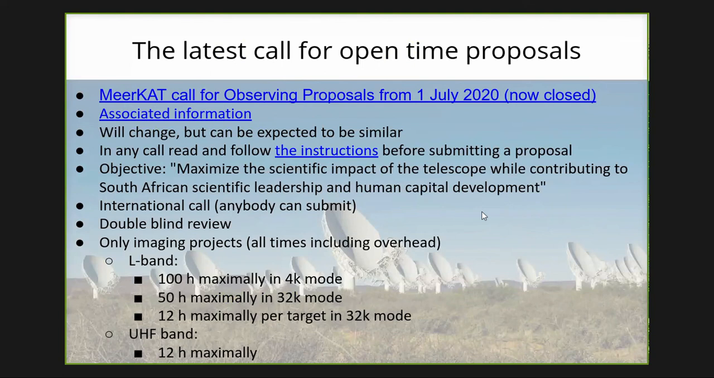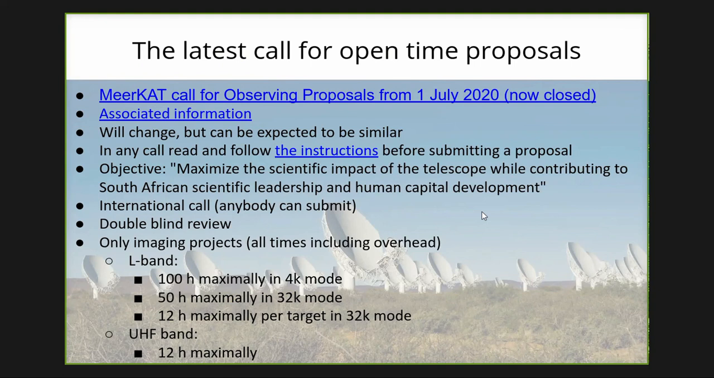So the latest call for open time proposals closed on 1 July 2020. It's now closed, so you cannot submit any other proposal anymore. And in the future, the layout will change, so what is allowed or not can be read up online. One caution is also, in any call, read and follow the instructions before submitting a proposal, such that you do not make any mistake. So really read it carefully, even if it's long.